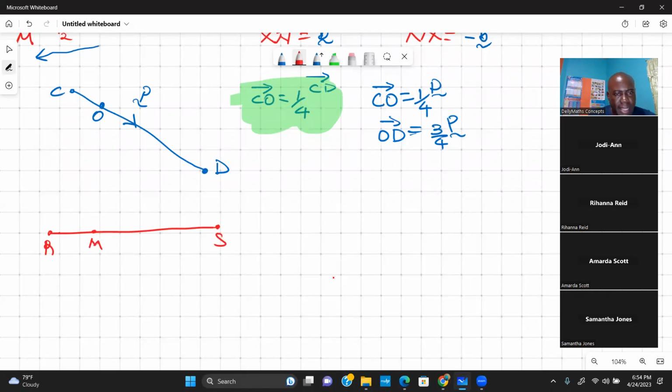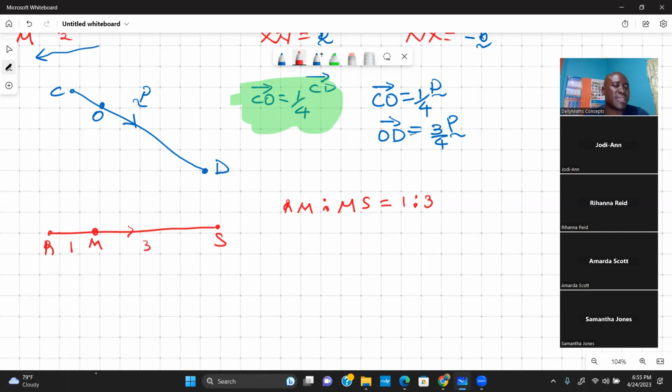Now, it could be said that RM to MS is equal to 1 to 3. They could do that to you as well. They could tell you that from R to M and M to S is 1 to 3. In other words, they're telling me that this is 1 to 3. See that? That's what they're telling you.